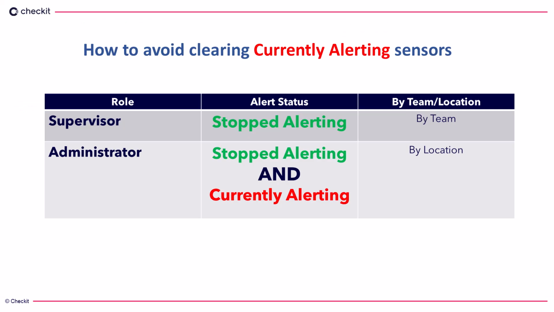So to summarise, in my supervisory role, I can only clear alerts that have stopped alerting, but as an administrator, I can clear all sensor alerts regardless of their status. So for good practice, and if you have got both roles, then you could consider clearing the alerts by team first, leaving you with the currently alerting sensors, and then if you're confident that the remaining alerts can be cleared, then you can do so as the administrator from the View by Location button.